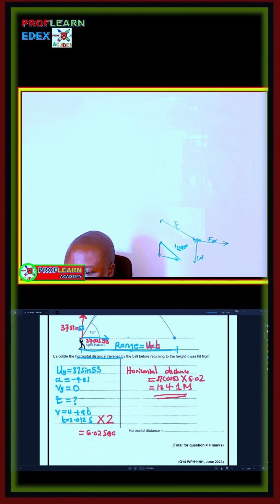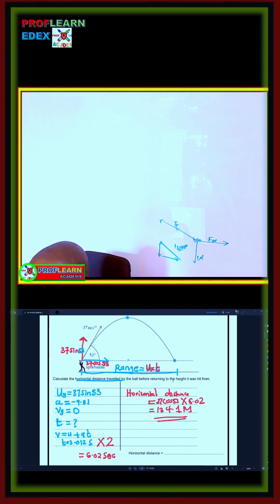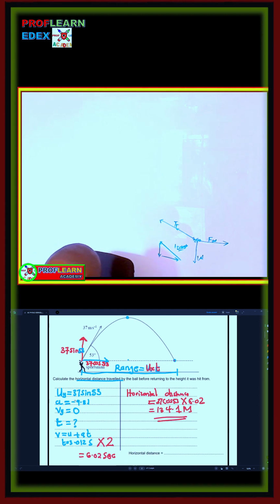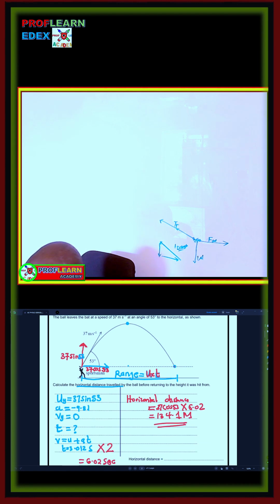Now, calculate the horizontal distance traveled by the ball before returning to the height it was hit from. First, we are supposed to resolve the horizontal component and the vertical component. The vertical component is 37 sin 53. For acceleration, we shall use negative 9.81 because this object is moving upwards. If an object is moving upward, it is going against gravity, and the object will be decelerating. So the acceleration of the object will be negative because the object will be slowing down.